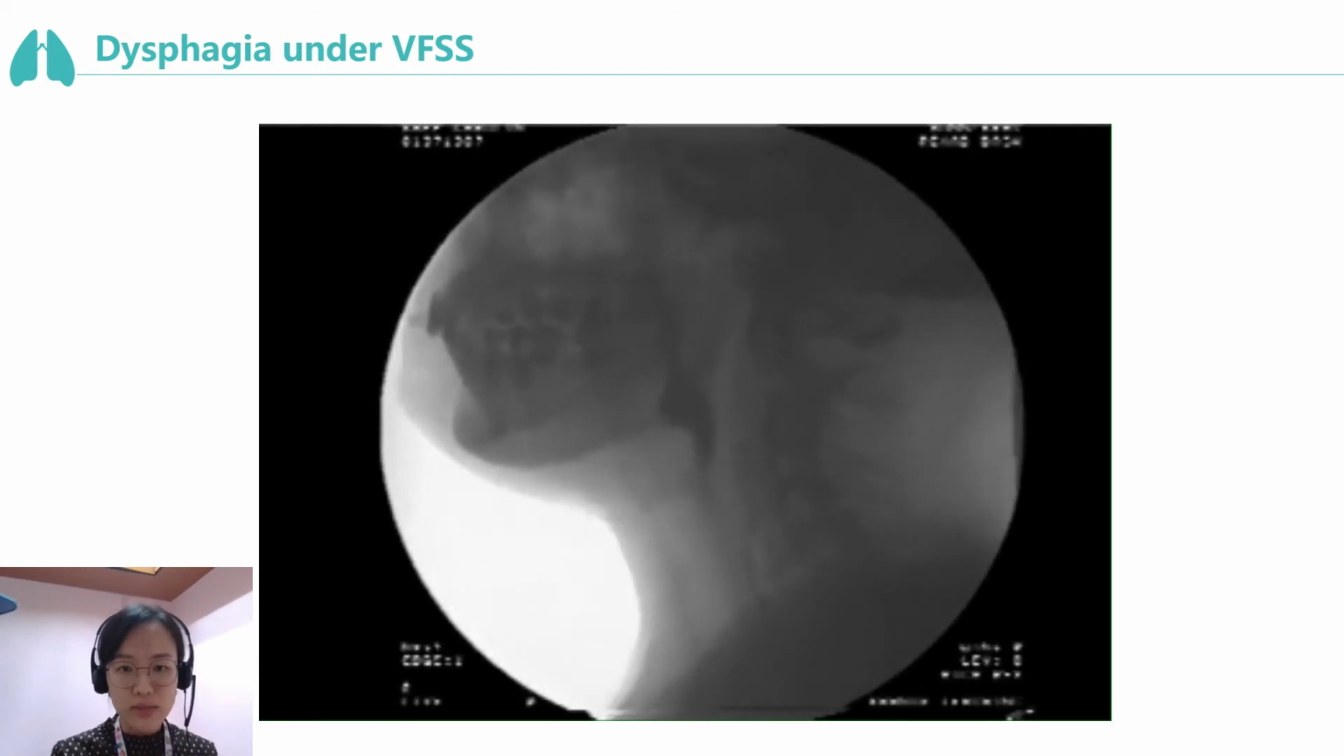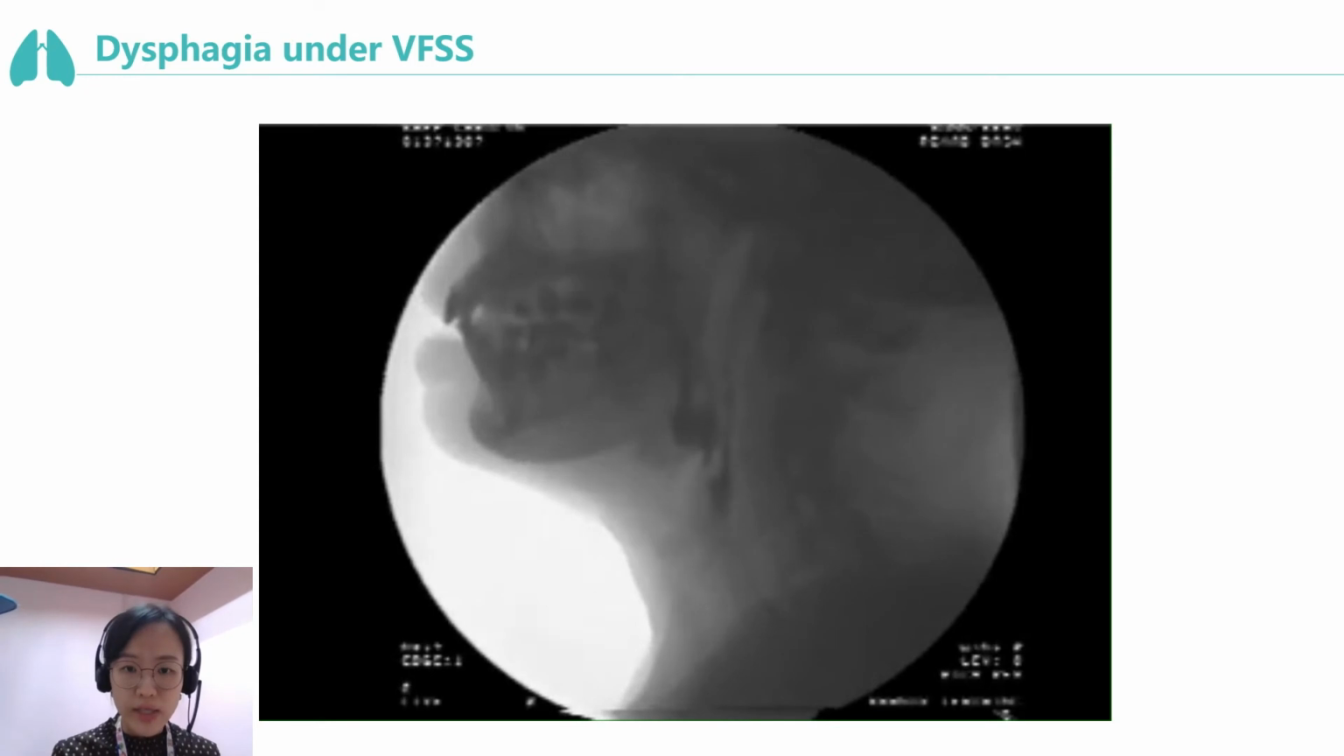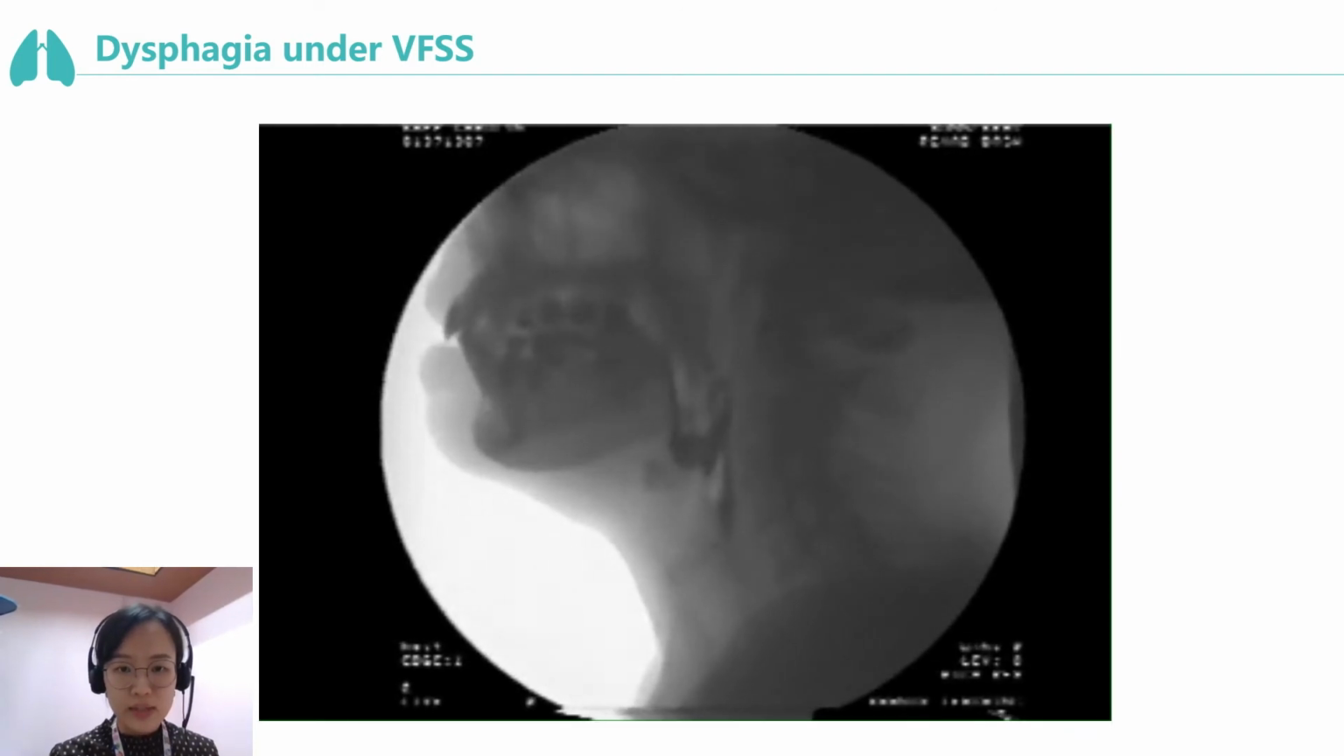Okay, after swallow, you see there's a pooling at the valleculae here and going down here. Okay, after the third swallow, yeah, there's still pooling over here. Okay, patients start to cough.